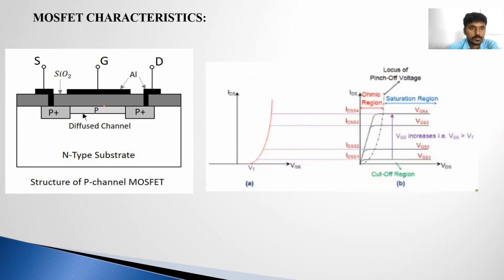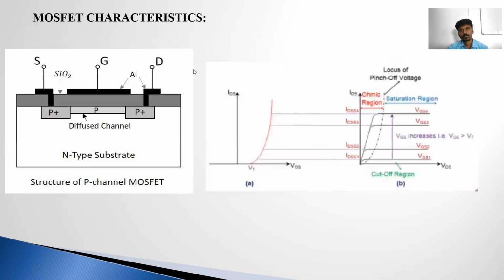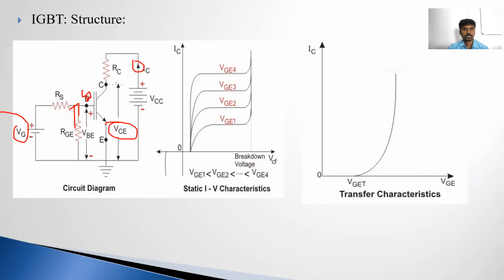These are the construction of the MOSFET. When the transistor is in saturation, what about the collector to emitter voltage? Saturation means turn on condition. When the transistor is in on condition, what about the voltage across the collector to emitter?